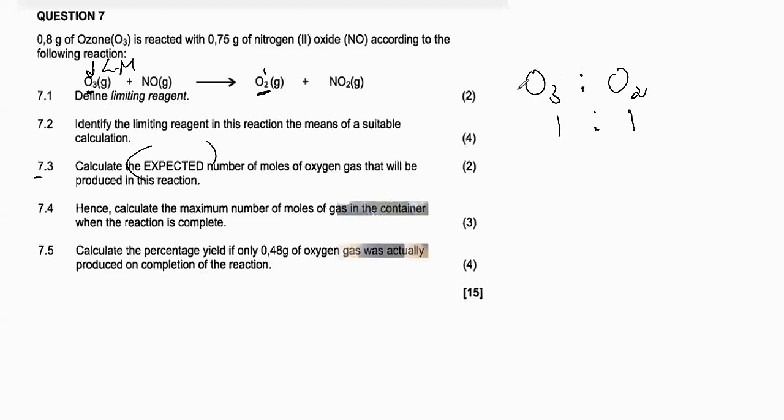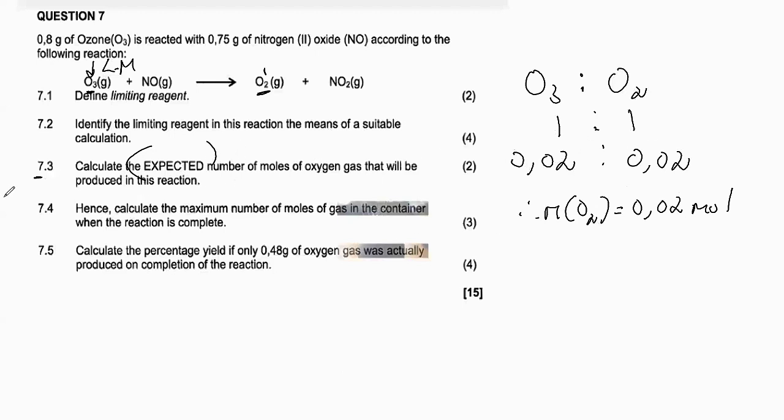But then remember the available number of moles for ozone, we calculated it to be 0.02. Now, if the ratio is the same, that means the number of moles of oxygen gas that will be produced will also be the same as the ozone that reacted. So we also have 0.02. Therefore, in conclusion, the number of moles of O2 is 0.02 mole. So same ratio, same number of moles. Okay, then that's it, 2 marks.